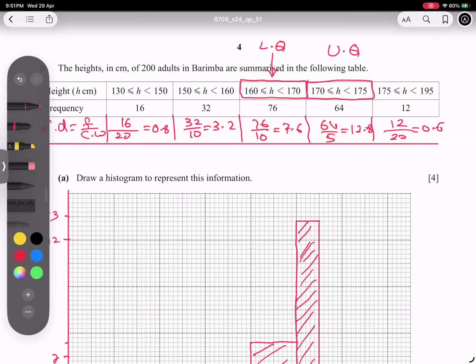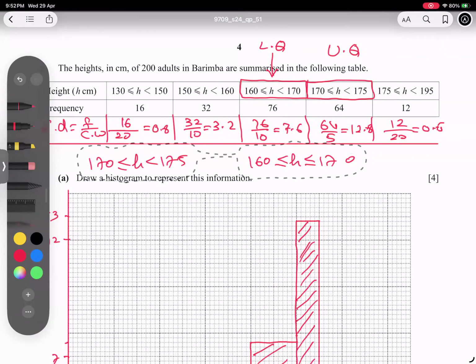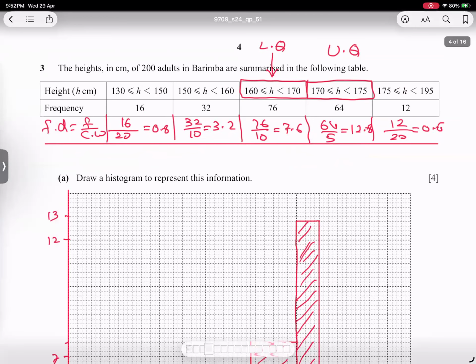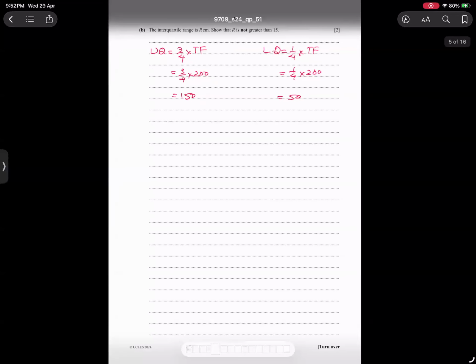So I think it's very clear now. I'm writing now. So 160 till 170 is the lower, and 170 till 175 is the upper. I think this part is clear. So I'm going to take it now on the other page. So I'm writing now here.